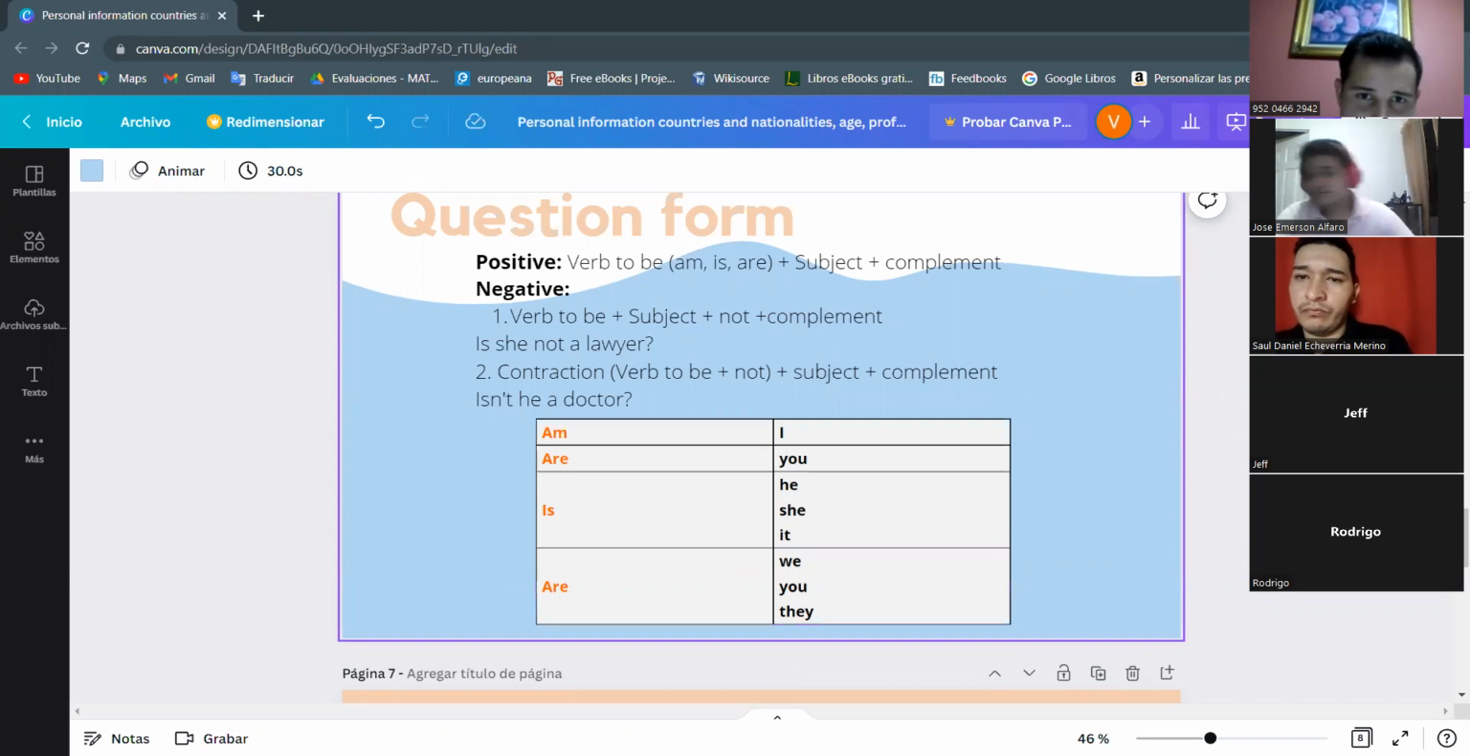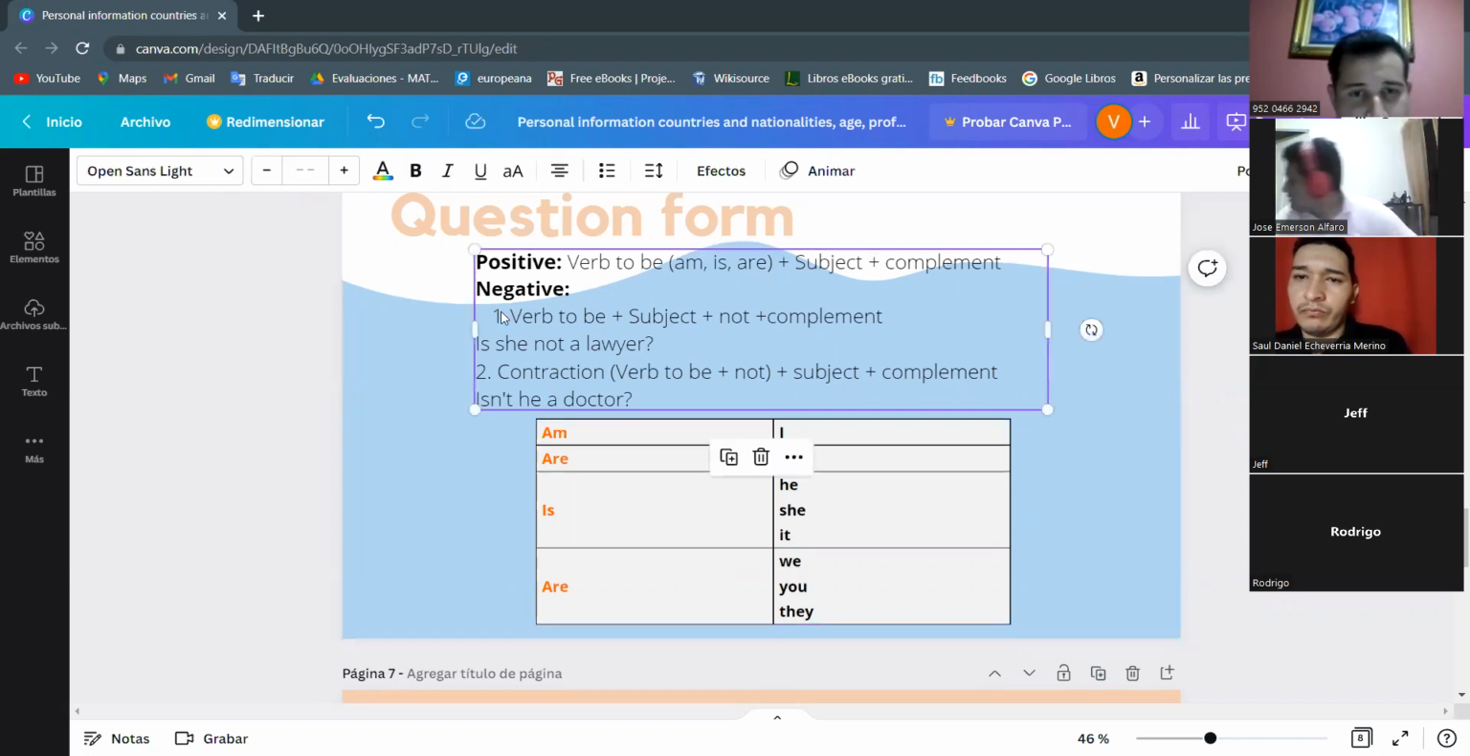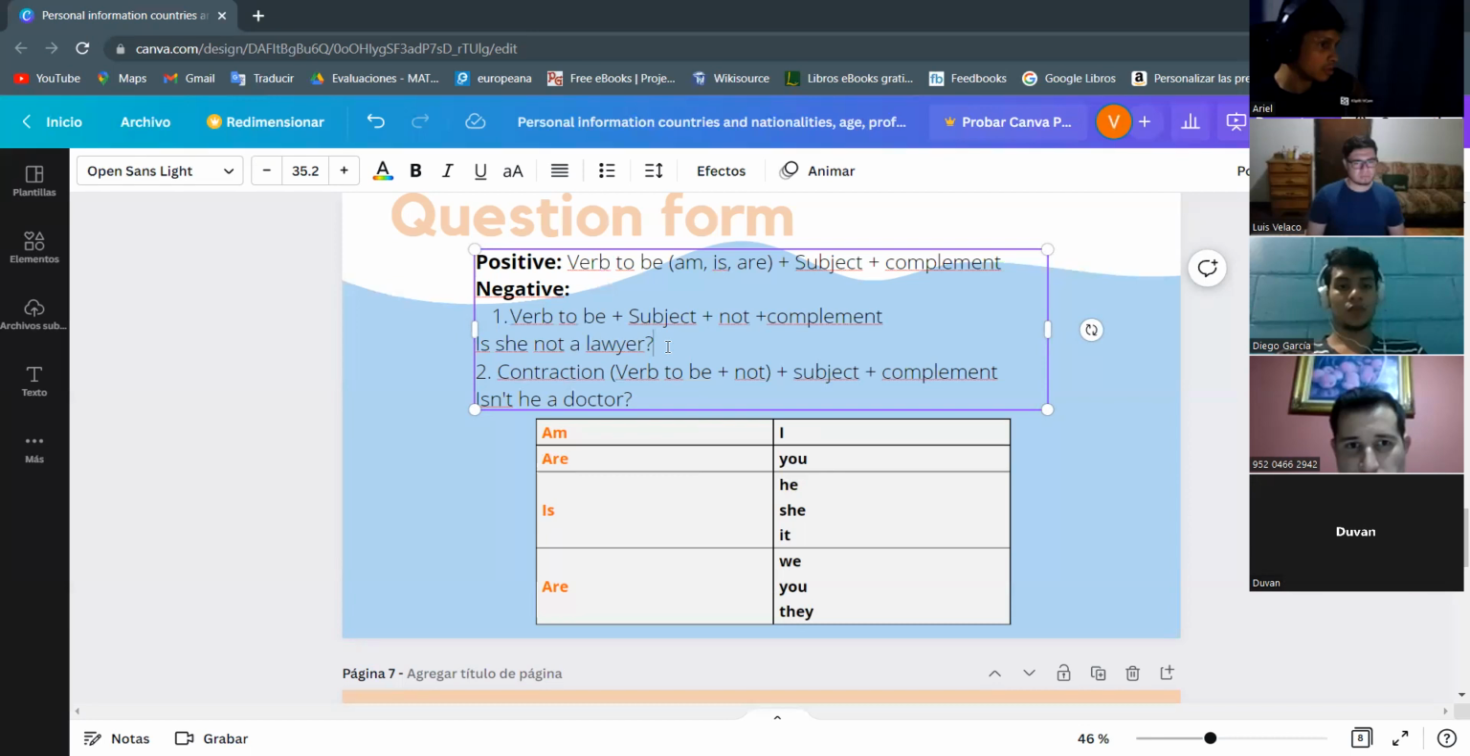Okay, negative. Let's see. Jeff, can you read the first one, please? Negative. One, verb to be plus subject plus not plus complement. Is she not a lawyer? Good job. Two, contraction. Verb to be plus not plus subject plus complement. Isn't he a doctor? Great. So you have those two ways to ask a question. You can say, is she not a lawyer? Or isn't she a lawyer?